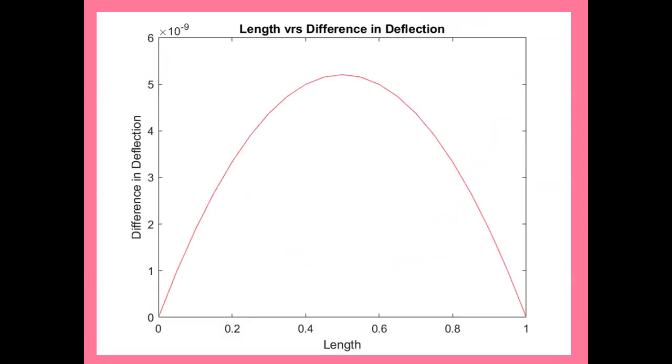And this is the plot for the difference in deflections. The maximum difference is somewhere around 5 into 10 raised to power minus 9, somewhere at the center of the beam.